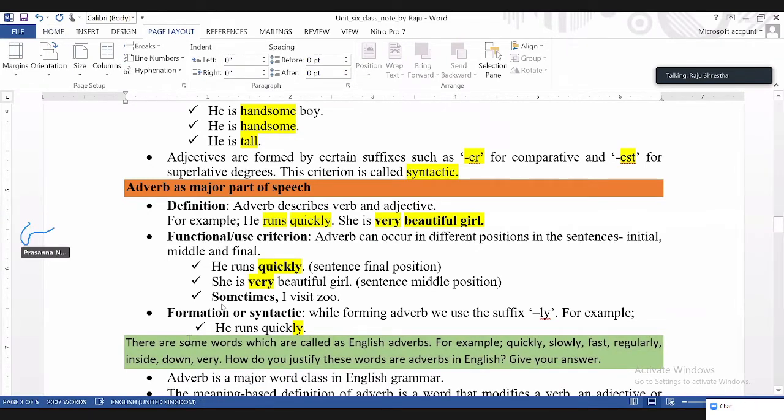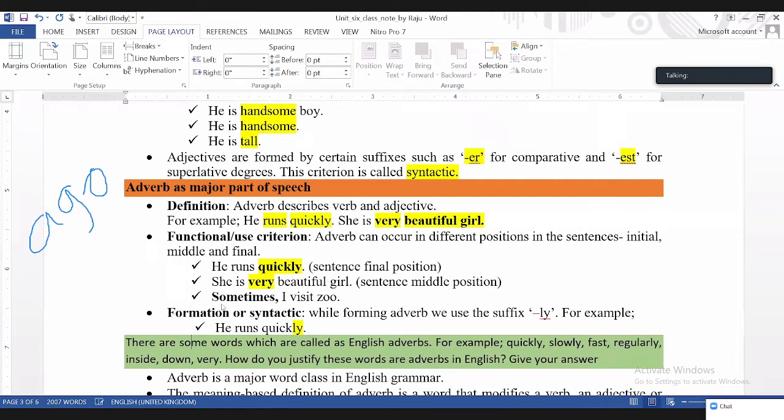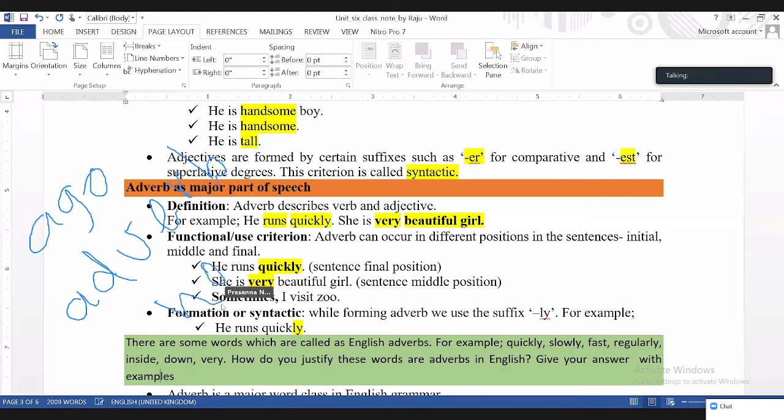Okay, so there are some words which are called English adverbs. For example, quickly, slowly, fast, regularly, inside, down, very. How do you justify these words as adverbs in English? Give your answer with example. Yes, your answer. What is the answer? Can you write in the chat box?